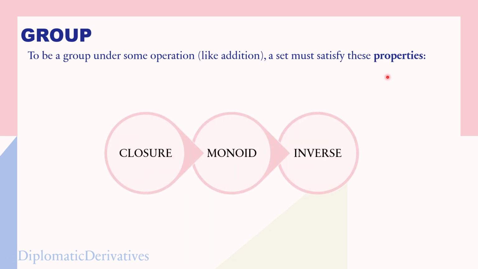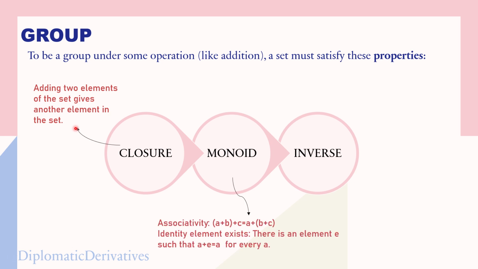Now what are those axioms? Just to revise: closure, that is, adding two elements of the set gives another element in the same set. So for example, if we have 2 and 3, 2 plus 3 is equal to 5, and that 5 has to be in the set itself. If that's true, the first property is agreed on.